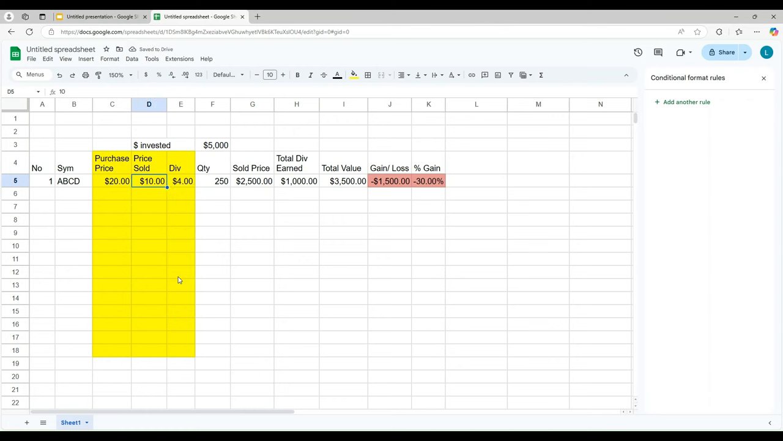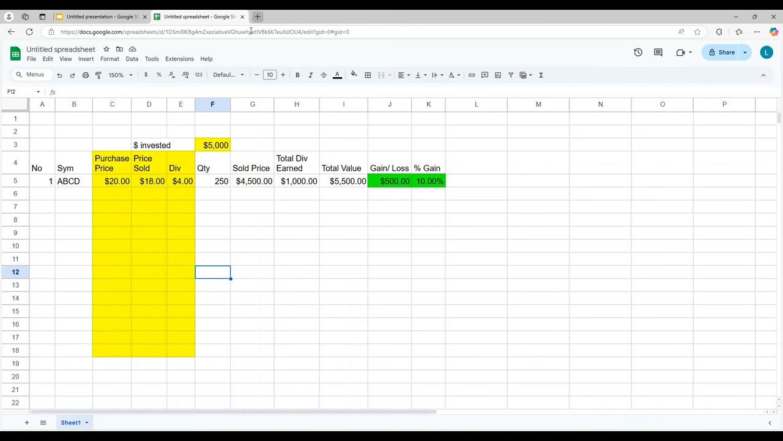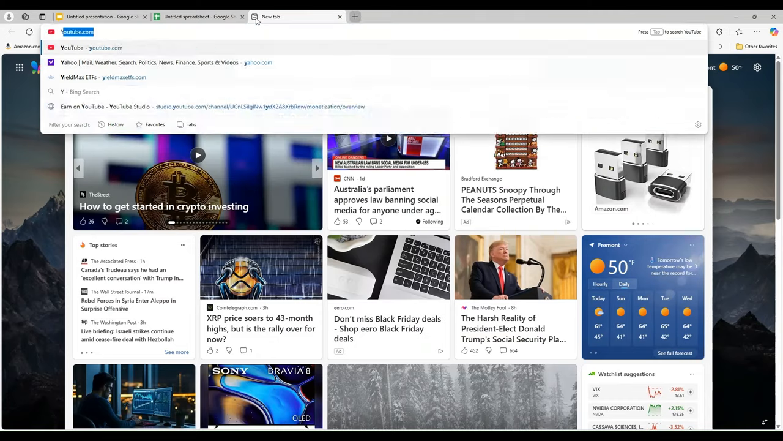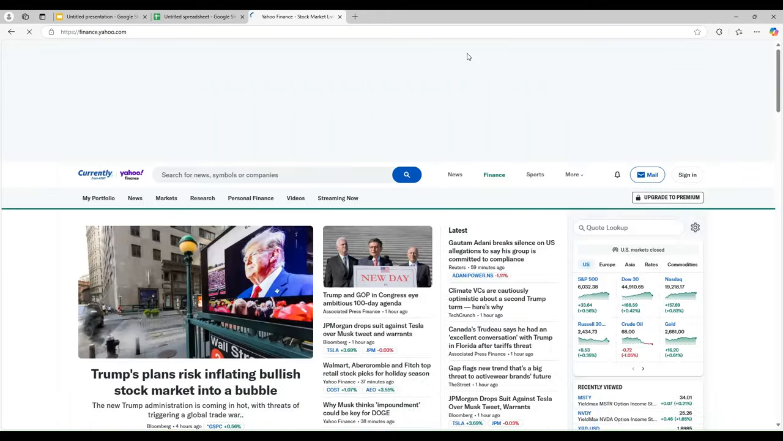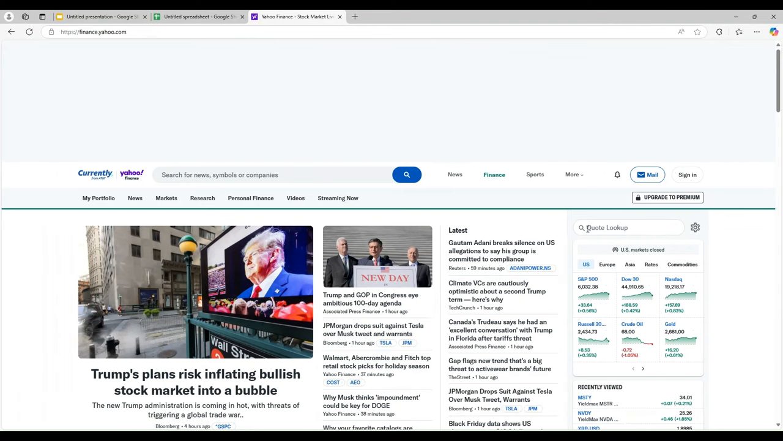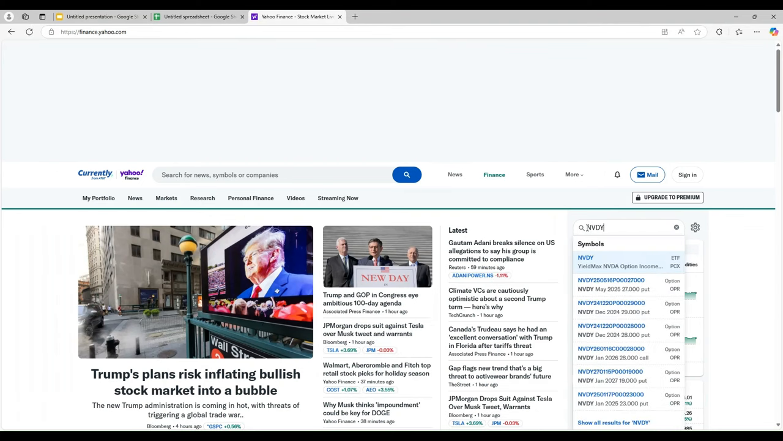Good. Now it's clear, right? Here's what you need. You need to know how much you're investing. So all we need is these four pieces of information, and we will be able to calculate it. So let's do the real demonstration. You created this Google spreadsheet. Now you go to Yahoo.com, go to Finance over here. Let's pick any symbol. Let's start with NVDY.